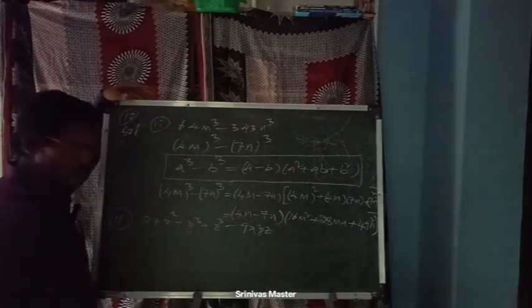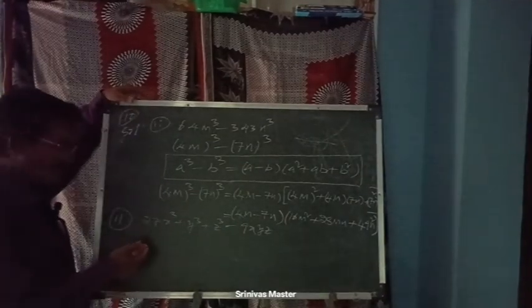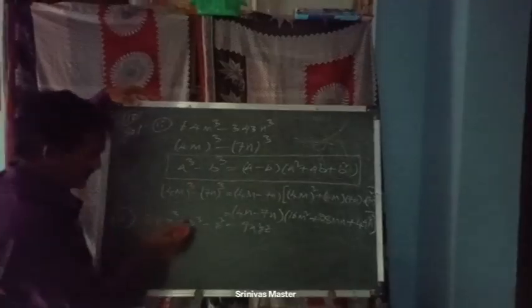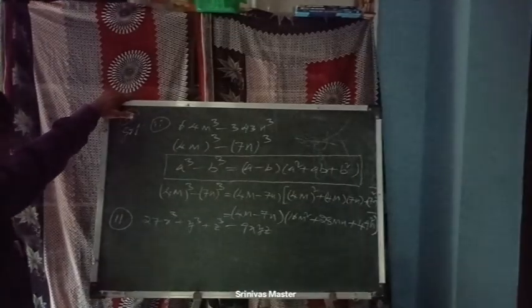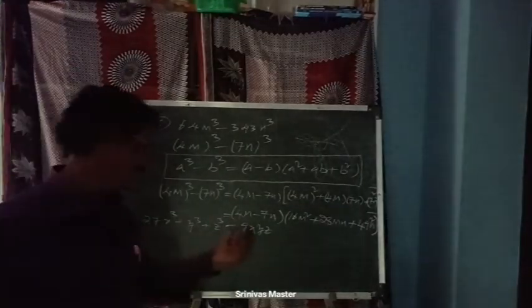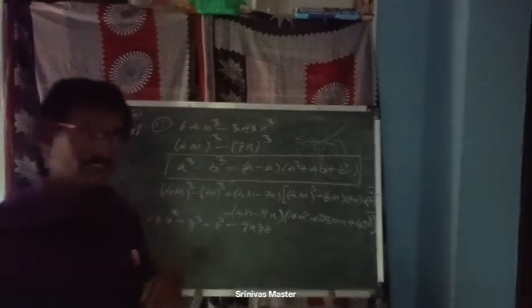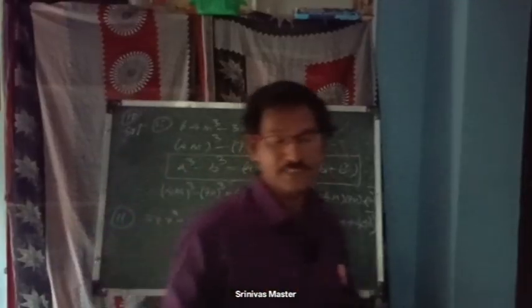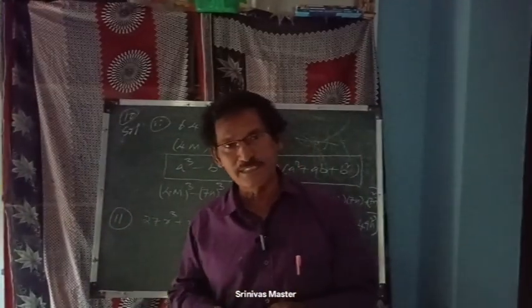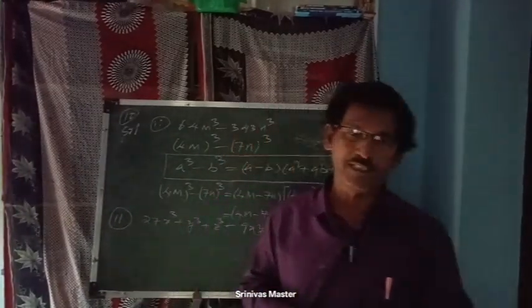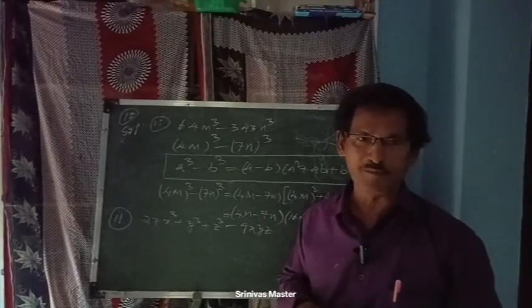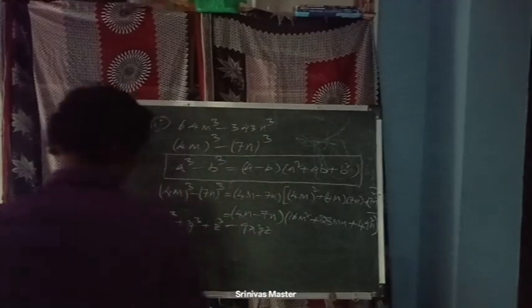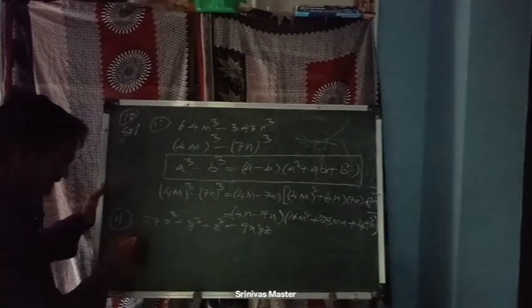See, the first three terms are perfect cube terms. We can identify that. We can say that it is a cube plus b cube plus c cube minus 3abc. Whenever it belongs to a cube plus b cube plus c cube minus 3abc, it is equal to a plus b plus c into a square plus b square plus c square minus ab minus bc minus ca. That formula will be applicable. Just see whether it is possible or not.